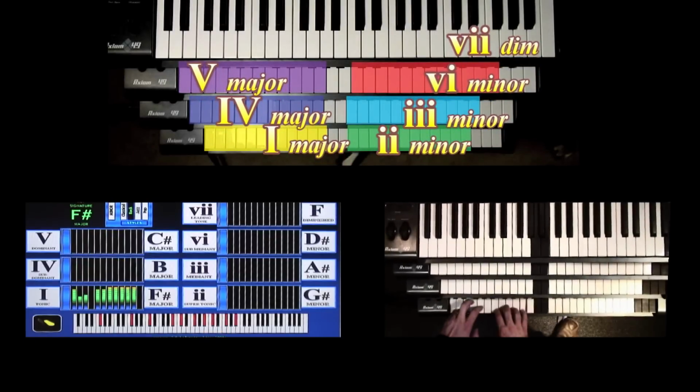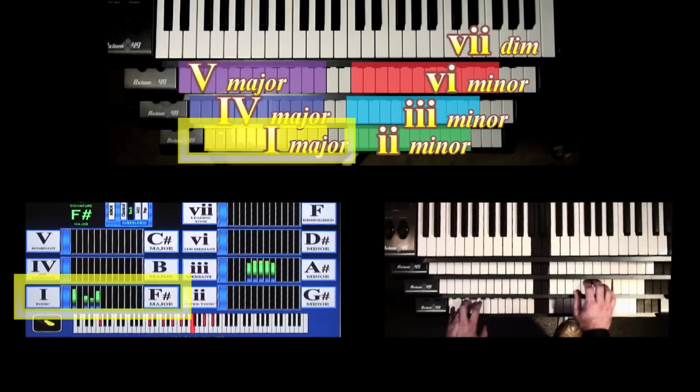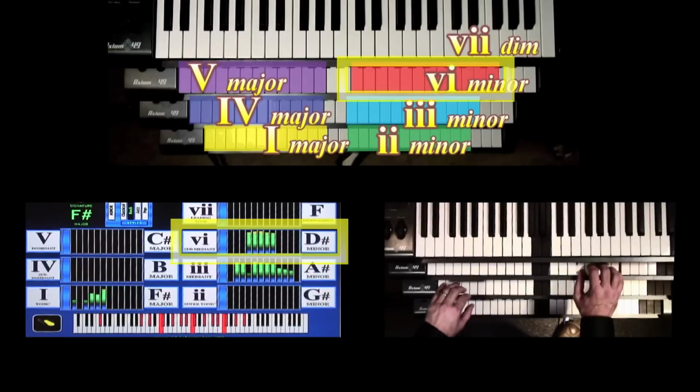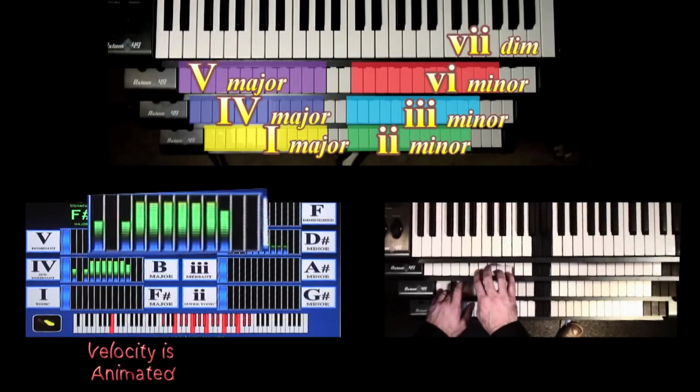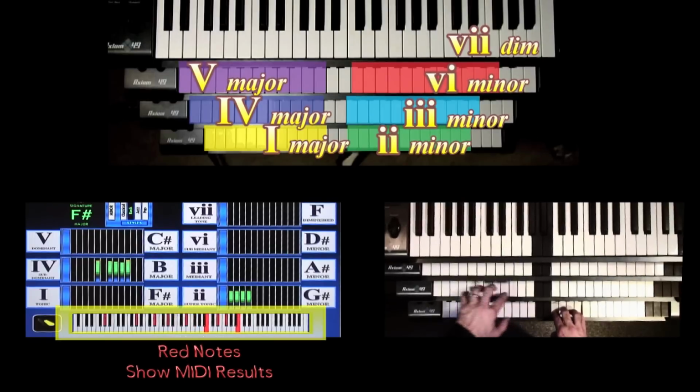The 7 chord banks on the top illustration correspond to the 7 chords shown on the STAC software screen. Note velocity is animated, as well as piano notes played through MIDI.